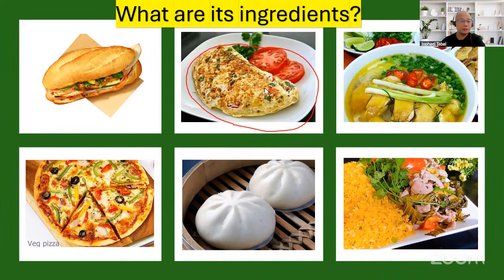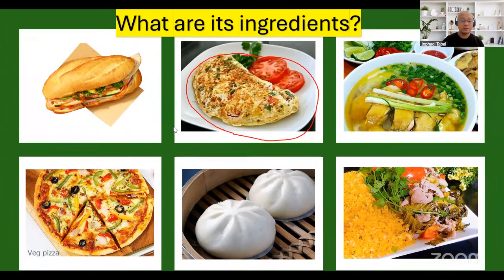Okay, so I want you to choose one food here, and think of its ingredients. I'll give you 2 minutes to prepare for this task. Again, choose one food or dish, and write its ingredients. Okay, so let's begin.